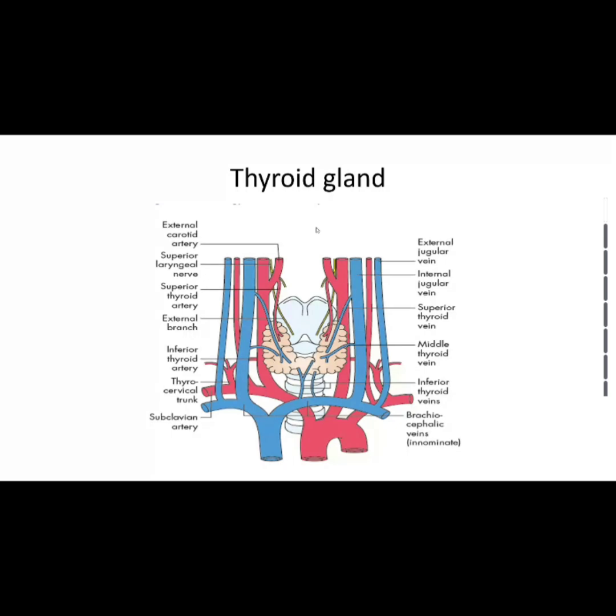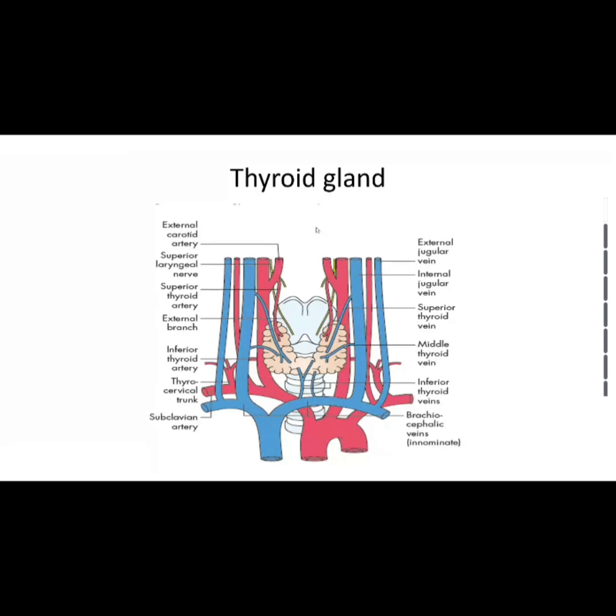Another blood supply to the thyroid gland is the inferior thyroid artery, which originates from the thyrocervical trunk, which branches from the subclavian artery. So it's good to follow those arteries all the way back so that you're able to follow them. And then we have the veins.